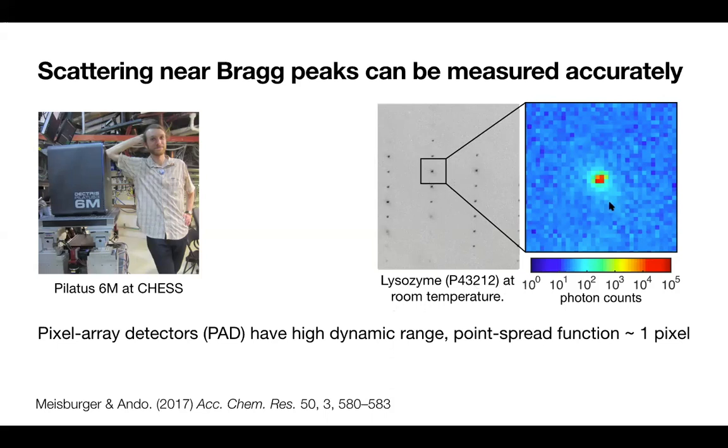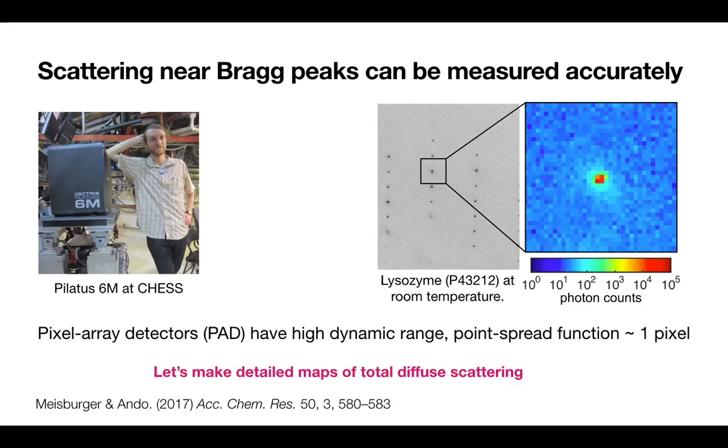You zoom in on one of these Bragg peaks. These are the actual pixel values of intensity on the detector on a logarithmic scale. What you see immediately is that most of the Bragg intensity is in 2 or 3 pixels, which is pretty amazing, and it decays very rapidly to the background level. So we're able to measure 10 to the 5th photons in a pixel right next to a pixel with just a few photons recorded. We can measure this background intensity fairly close to the Bragg peak, because pixel array detectors have high dynamic range and a point spread function that's around the size of 1 pixel.